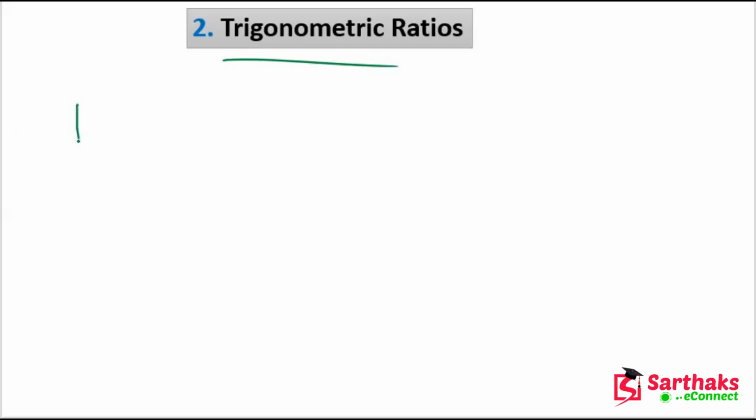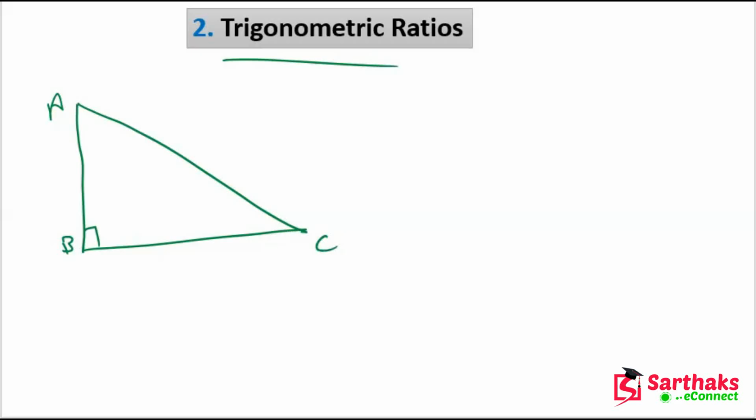Let's suppose we have a right angle triangle like this, A, B and C. The ratio of the sides of a right angle triangle with respect to any of its acute angles are known as trigonometric ratios of that particular angle.